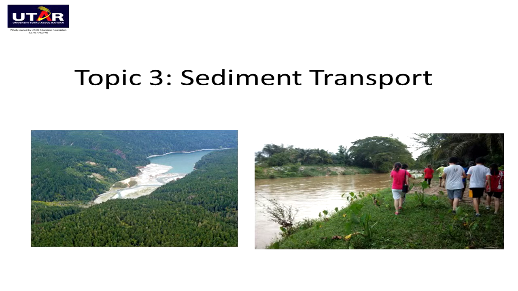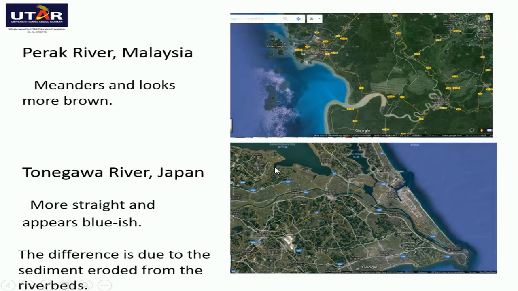in and around rivers. The interaction with vegetation is very important, but not discussed in this topic. These are Google satellite images of two large rivers, Pearl River in Malaysia and Tonegawa River in Japan. Both carry similar normal discharge of about 500 to 1,000 tons per second of water into the ocean.